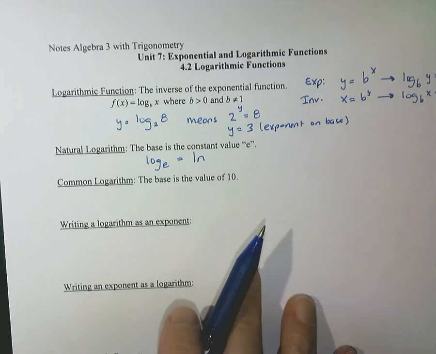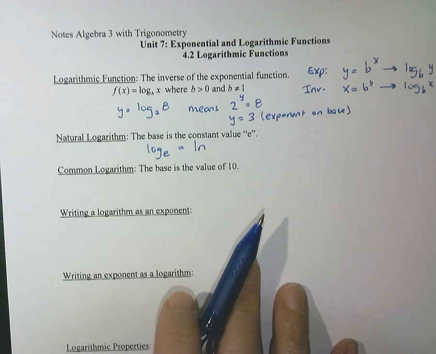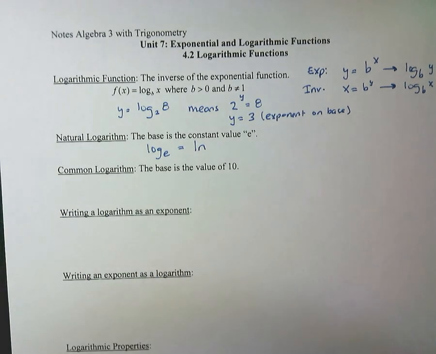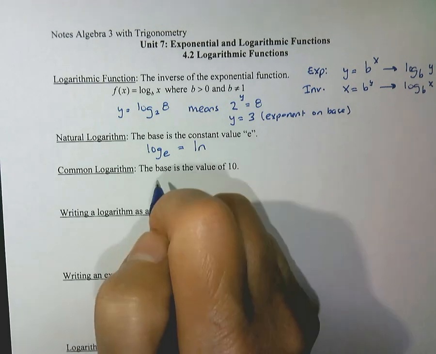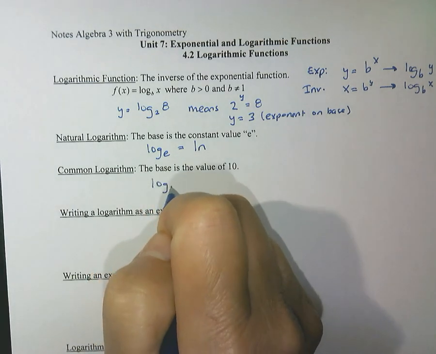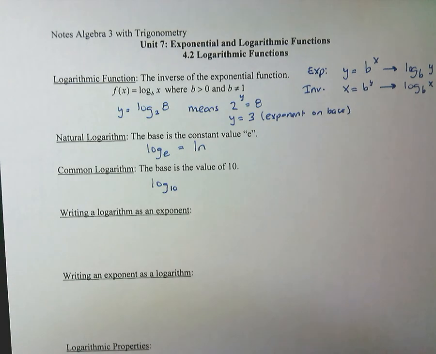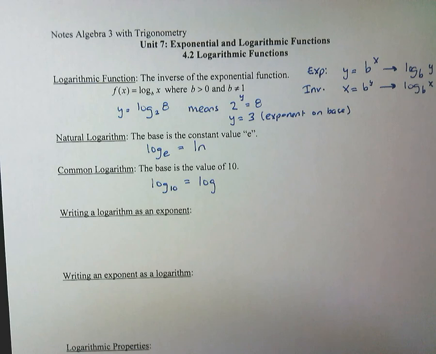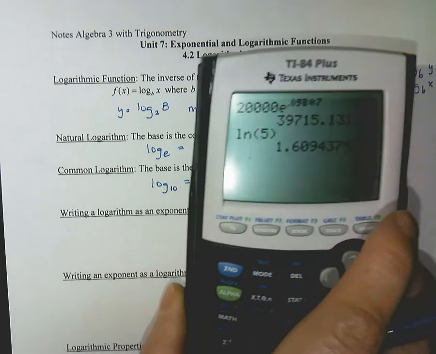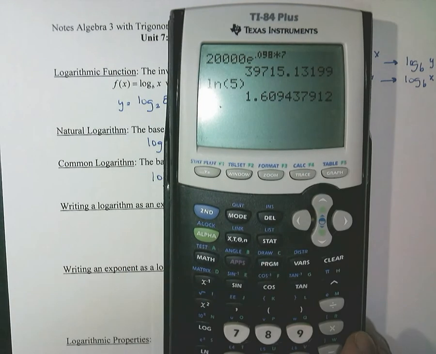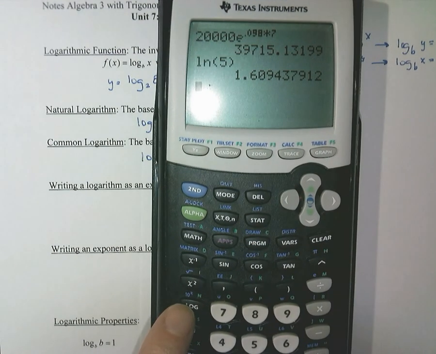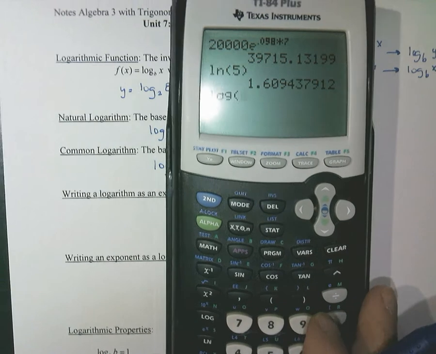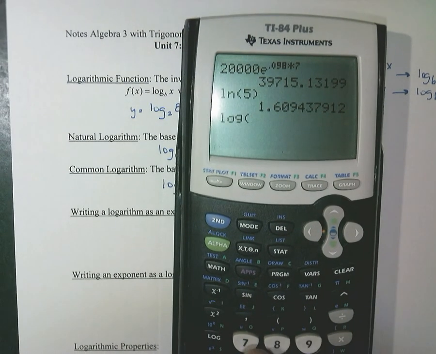The other logarithm we talk about often is a common logarithm, and this just means that the base is 10. If I had log and I wrote a base 10 here, we typically don't write the base, we just call it a common logarithm. And on your calculator, it's right here, the log button. So if I did log of 7, it gives me a number.